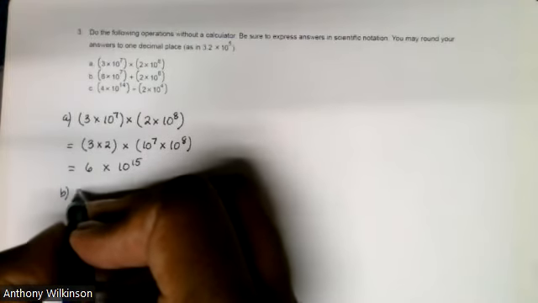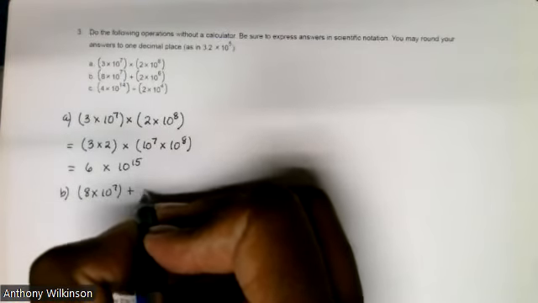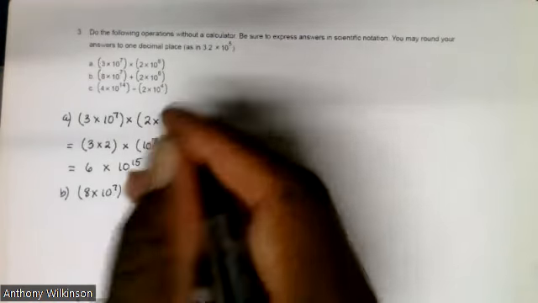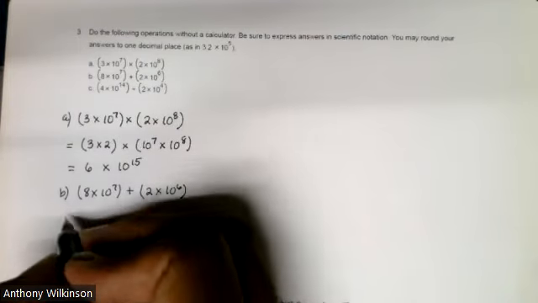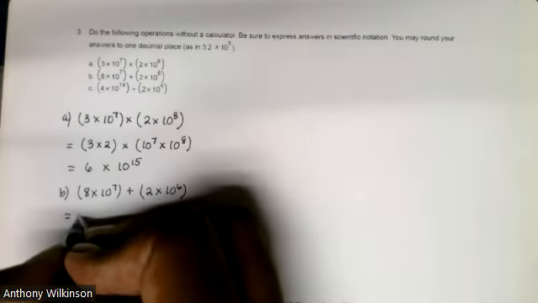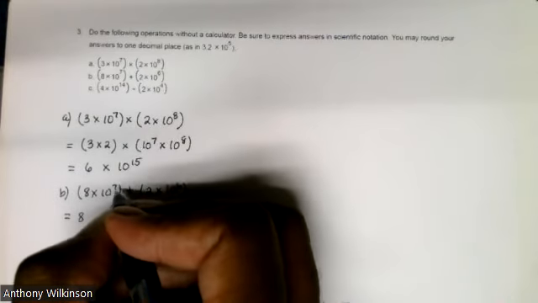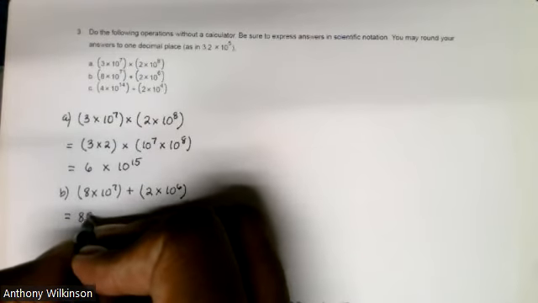All right, part B, we got 8 times 10 to the 7th, plus 2 times 10 to the 6th. Now, what I'm going to do here is write these out in standard form, or ordinary form. So for 8 times 10 to the 7th, I have the 8. That 10 to the 7th, that exponent of 7 means I need 7 zeros behind the 8.